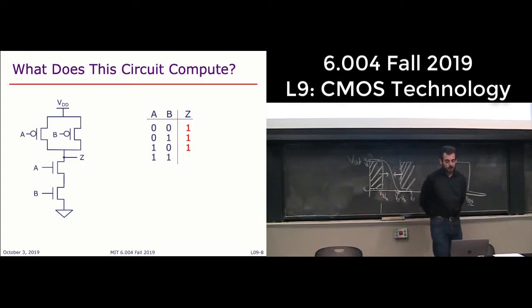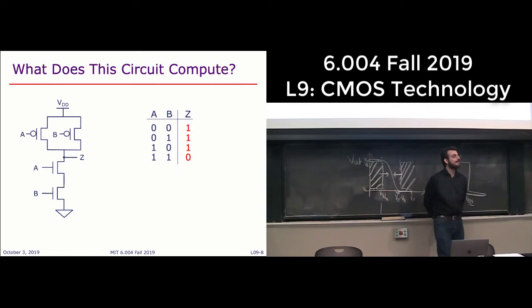And then what happens when we have 1, 1? Both PFETs are off, and both NFETs are on. So now they're driving the C terminal to a low voltage, to a digital 0, right?